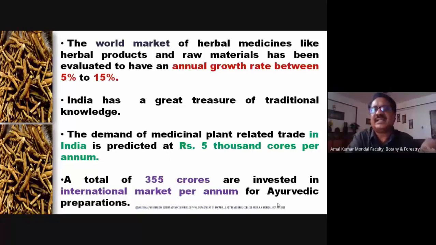India has a great treasure of traditional knowledge. We know that India has a great diversity in the plant and as well as in animal, and India is also called a mega diversity center. Not only in the vegetational point of view, but also on the medicinal plants point of view. The demand of medicinal plant related trade in India is predicted at rupees 5,000 crore per annum. A total of 355 crores are invested in international market per annum for Ayurvedic preparations.